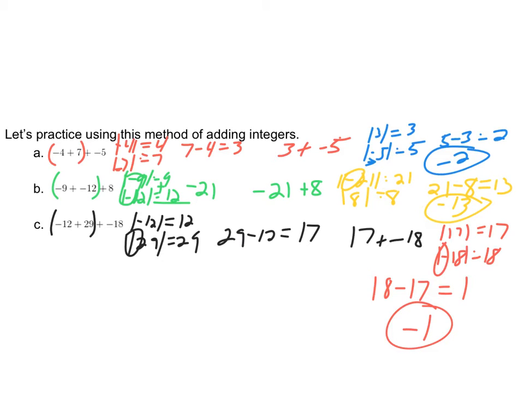So I've got 17 plus a -18. Absolute value of both, 17 and 18. Since they're different again, one's positive, one's negative, I take 18 minus 17 and get 1. And my 1 is a -1 because the larger absolute value started off as a negative.